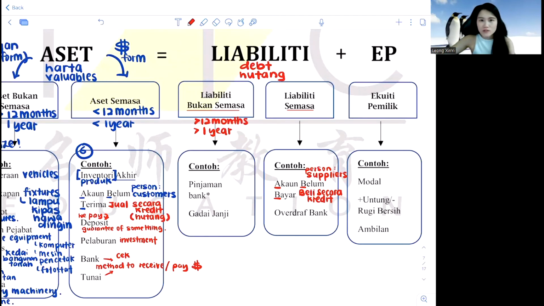Example, car loan, house loan, all this, we pay installment. So once we finish paying it, then the loan is finished. The house is mine or the car is mine. Example like that. So liability bukan semasa, also known as LBS as the short form. We have two types of contoh. The first one is called pinjaman bank and the second one is gadai janji. So I would say LBS is more like borrowing.